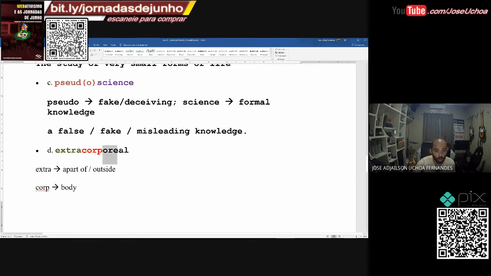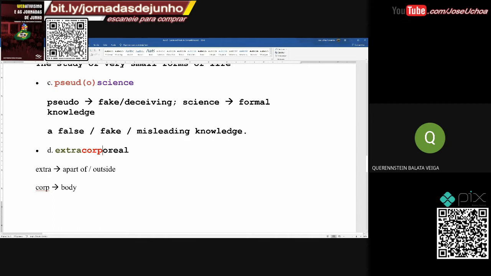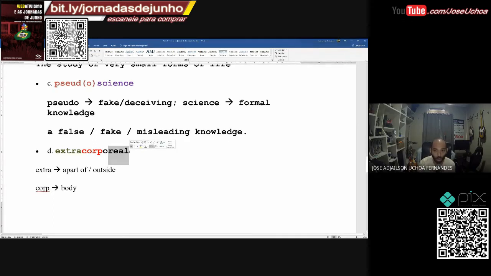Now we have this oreal part. We have to split these into one or more morphemes. There should be one or more suffixes. What are the suffixes that you can recognize in this final part of the word? Oreal. The real. Real. Is it really real? So something outside of the body that's real.